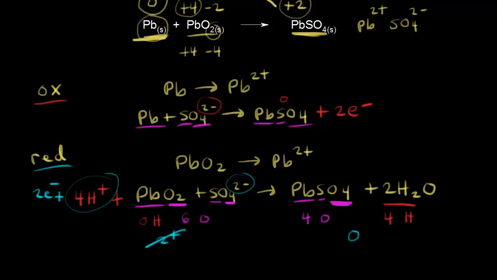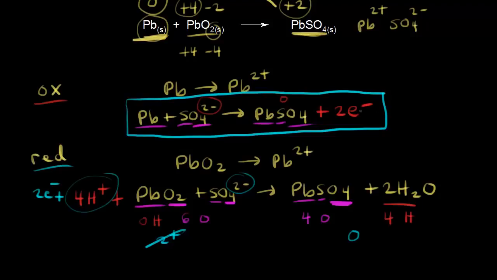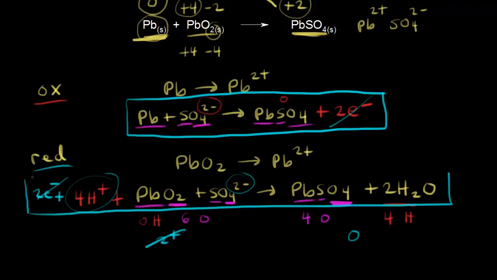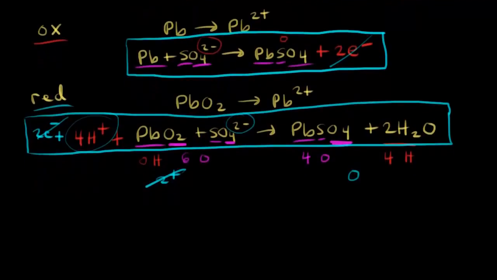So let's add our two half reactions together. And we can do this because we have the same number of electrons. So let me box this half reaction. So for our oxidation half reaction, we lost 2 electrons. And for our reduction half reaction, we gained 2 electrons. So those electrons cancel out. So we're going to add our two half reactions together to get the overall reaction for a lead storage battery.